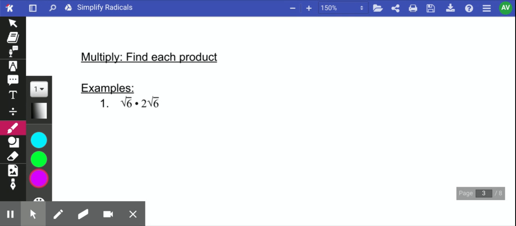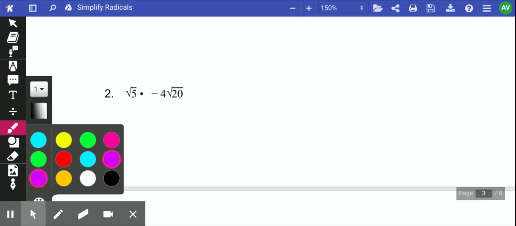All right, so before we did adding and subtracting with radicals, now we're going to multiply with radicals. So for the first example, I have radical 6 times 2 radical 6. So I'm going to understand that there's a 1 in front of this radical if nothing is written. And now I'm going to multiply the numbers that are outside the square roots. 1 times 2 is 2. Radical 6 times radical 6 is radical 36. And now I can simplify this because we know the square root of 36, right? The square root of 36 is just 6, so this answer is actually 12.